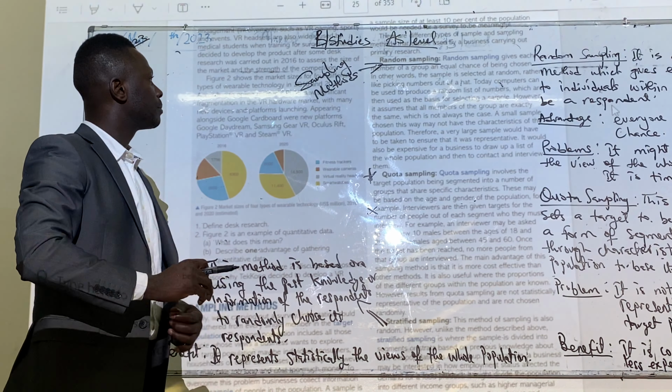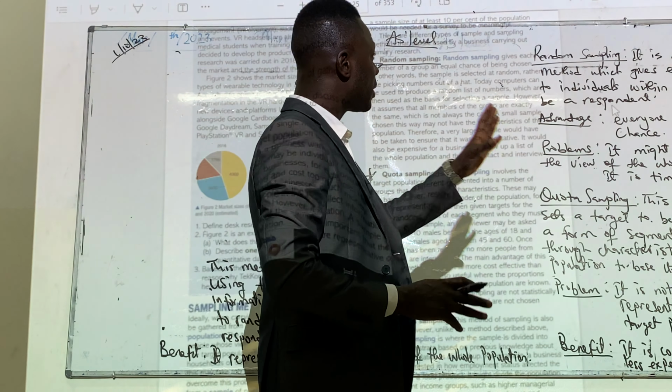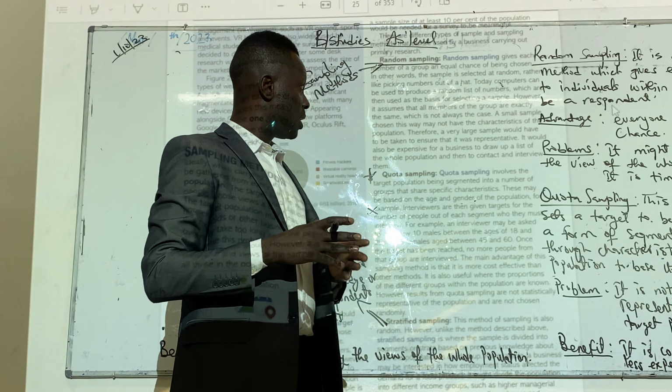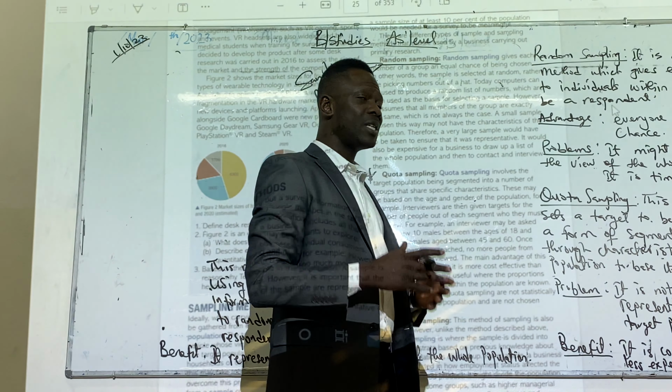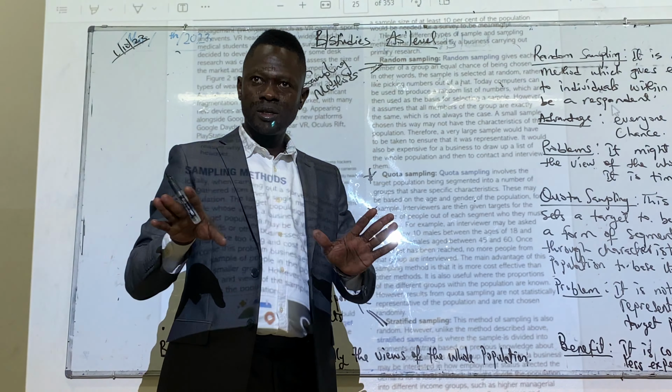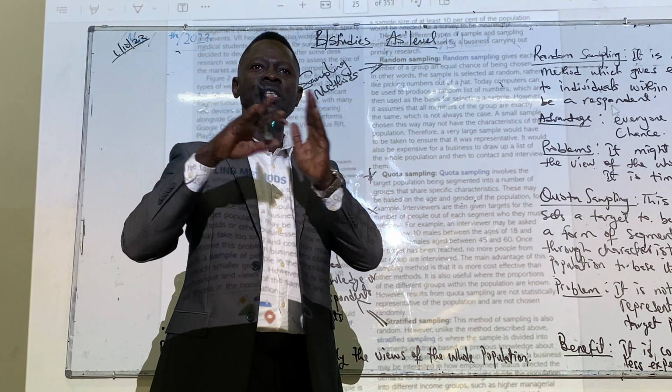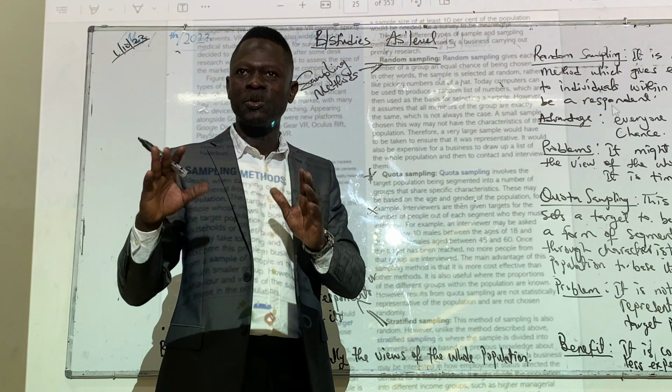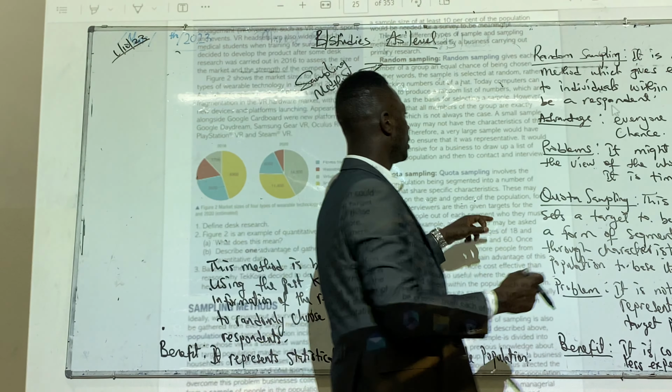Please look at the board. For random sampling, I said it's a sample method which gives equal chances to individuals within the group to be a respondent. So the advantage is that everybody could be chosen. So you are choosing, it is not biased. That's the point. It is not biased because it gives everyone equal chances.